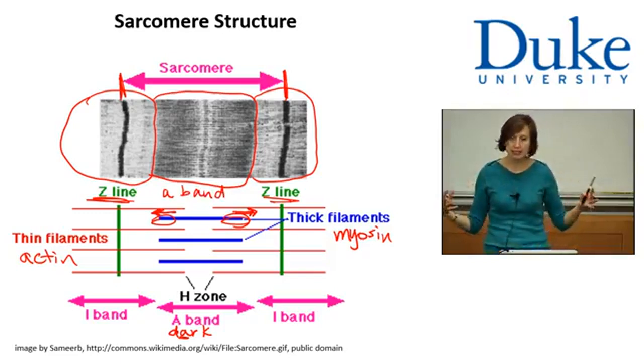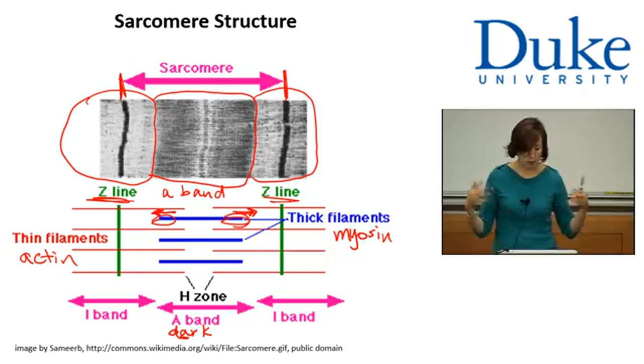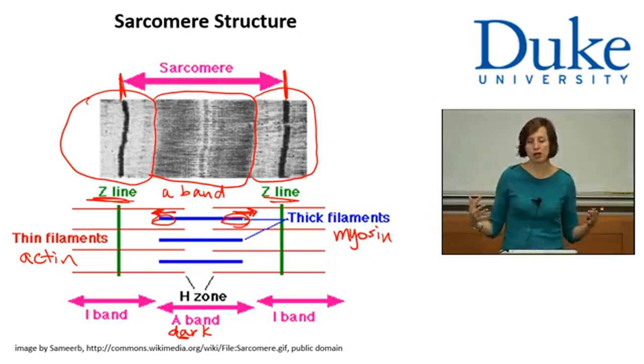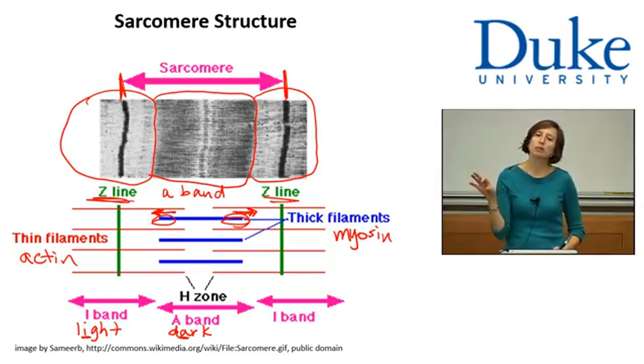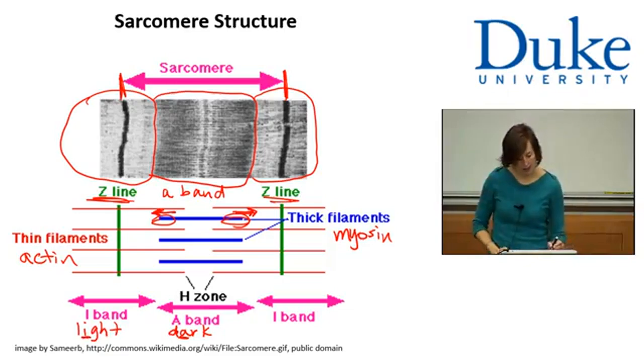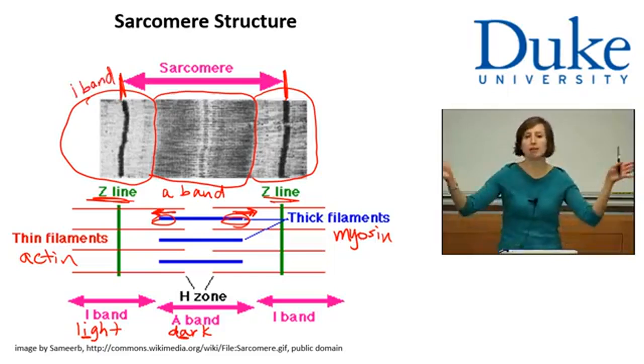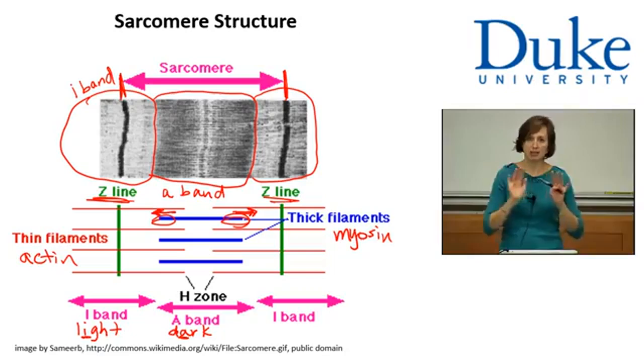The actin is going to be staining more lightly, and it's thinner, and so you can remember that the I band is where it's light, and light has an I in it. That's going to be where there is only actin. So the I band, this lighter staining portion, will be where there is only actin. As soon as you get myosin, then it's going to be darkly staining, and it's going to be the A band.